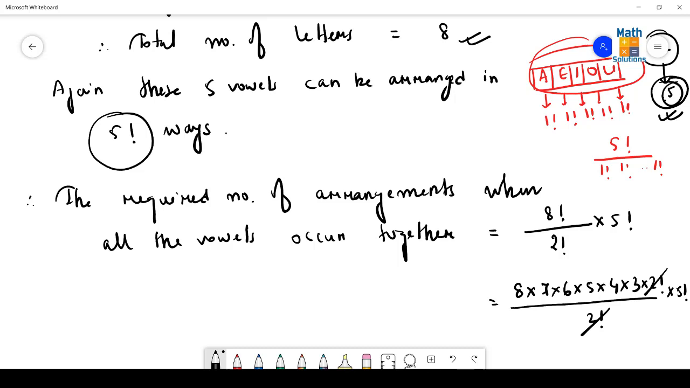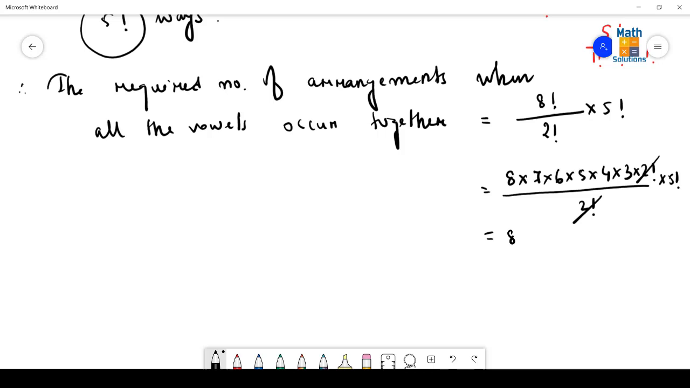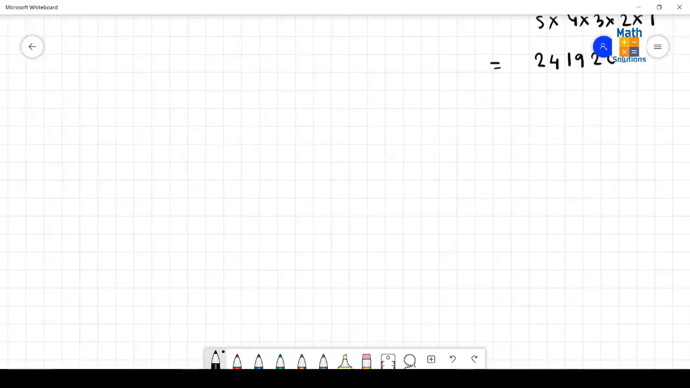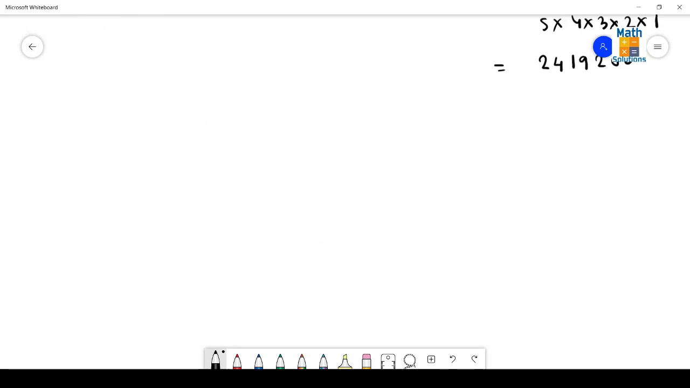2 factorial gets cancelled, and then we have to break it once again. 8 into 7 into 6 into 5 into 4 into 3, and this 5 factorial will have to be broken further, 5 into 4 into 3 into 2 into 1. After complete breaking, the result will come as 2419200. This is the complete calculation for this second question. This is the answer for the second question.